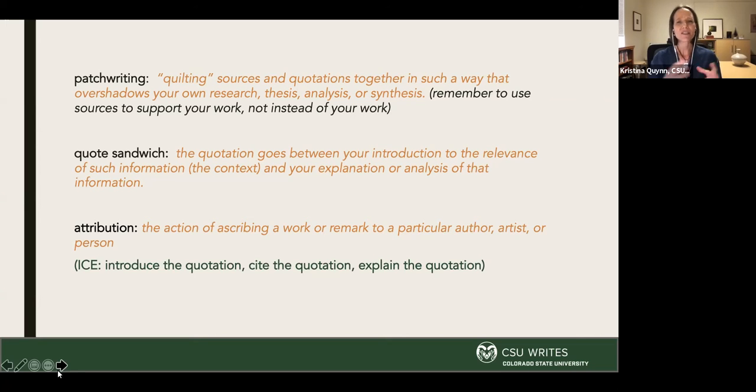And we've got, particularly in literature review, so many other writers who have said great things about our topic and have established the field or set the field. And so it's easy for us to kind of patch together what it is that they've all said. But remember to use sources that support your own work and your own expression of how your work fits within the field, not instead of your work, right?